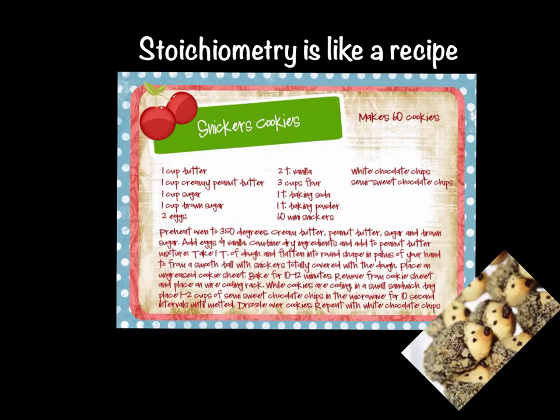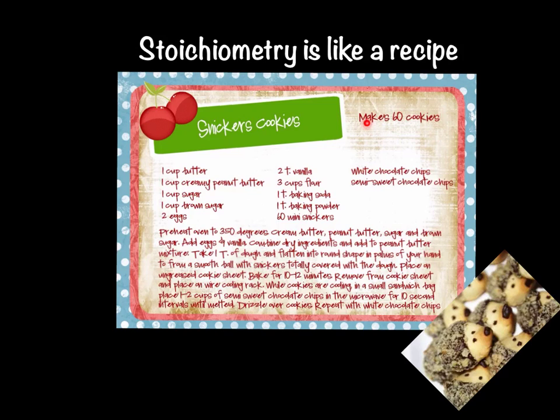Once we have our balanced equation, we can think of stoichiometry just like a recipe. In this recipe for Snickers cookies, which you can feel free to make for me at any time, and look at these cute little mole cookies down here also, we have 1 cup of butter and so on and so forth, 2 eggs and vanilla, and this makes 60 cookies. This is what our product is, 60 cookies right up here.